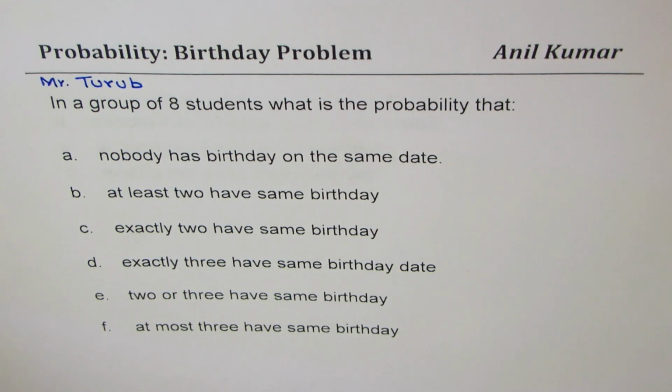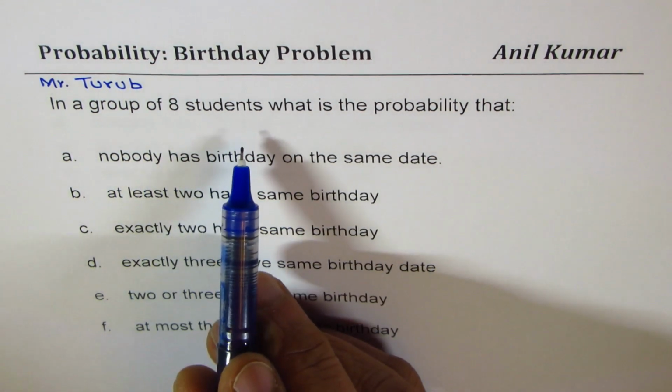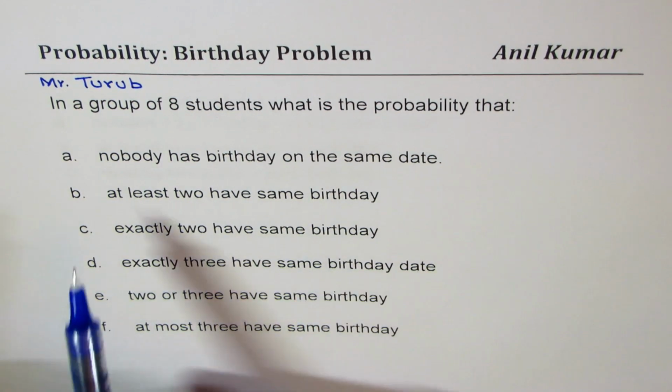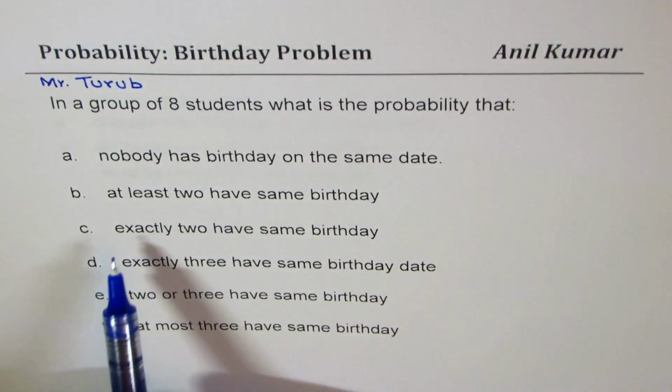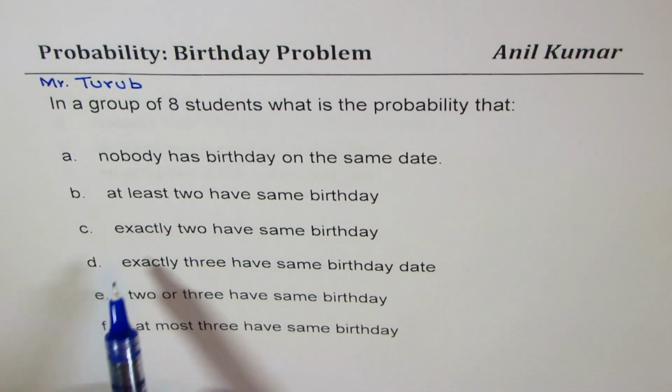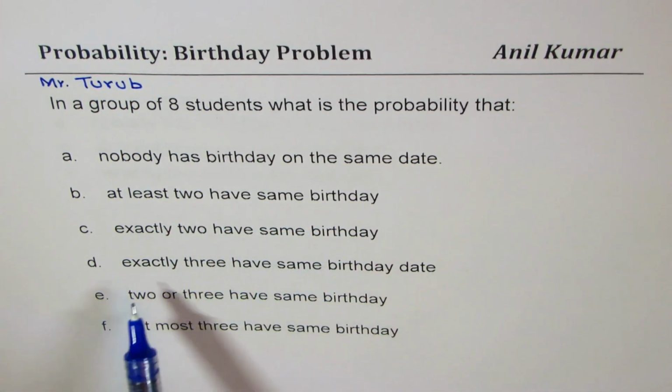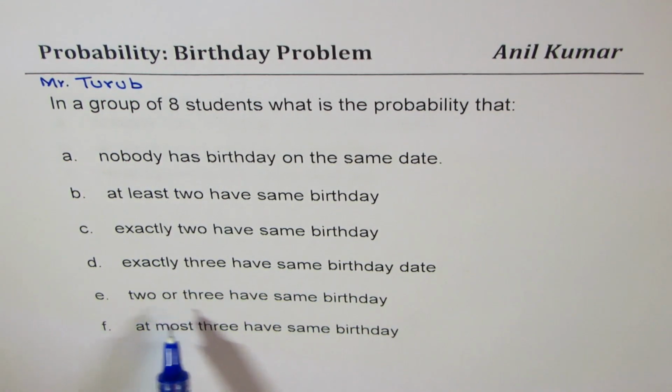I actually wanted to provide a simple and understandable solution to this unique problem of birthdays. The question here is, in a group of 8 students, what is the probability that nobody has birthday on the same date, at least 2 have same birthday, exactly 2 have same birthday, exactly 3 have same birthday, 2 or 3 have same birthday, at most 3 have same birthday. So we have all kinds of combinations here with just 8 students to work with.